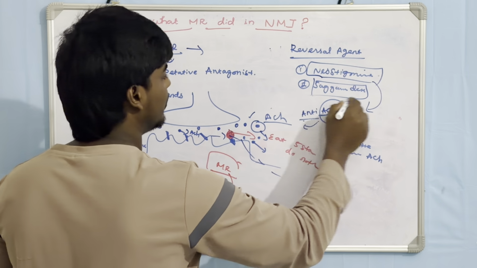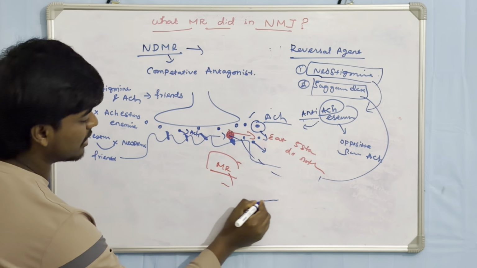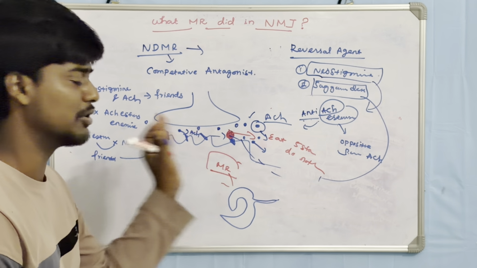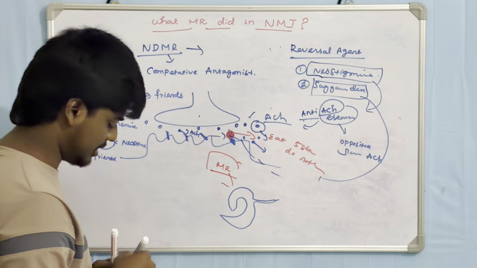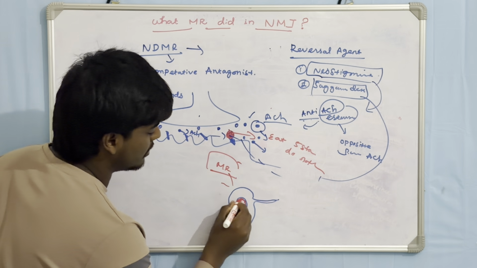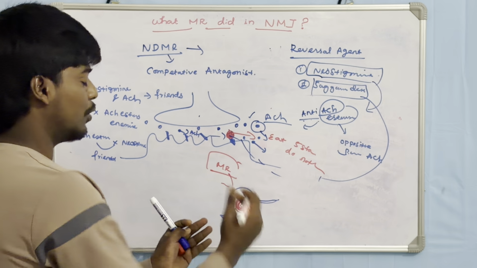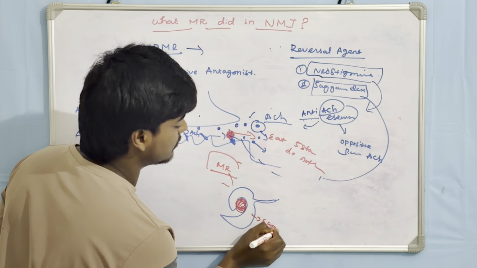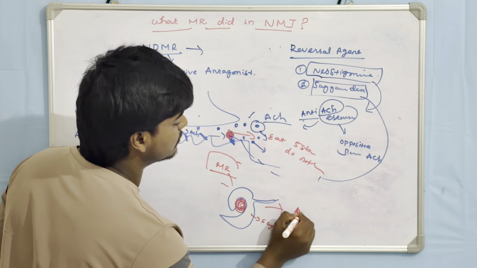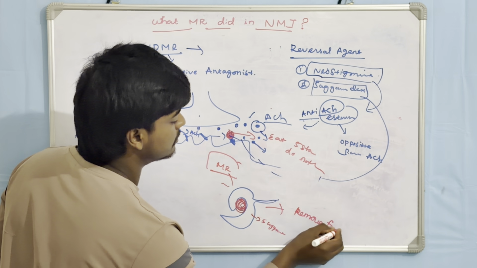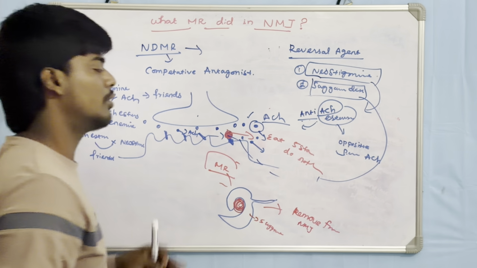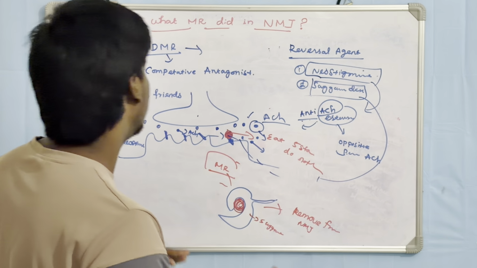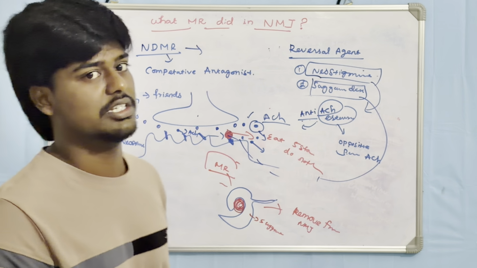What does Sugammadex do? Sugammadex is like a policeman with weapons. It engulfs the whole non-depolarizing muscle relaxant and removes it from the neuromuscular junction. So normal physiology happens. That's how the reversal agents reverse the muscle relaxation, especially of non-depolarizing muscle relaxants.